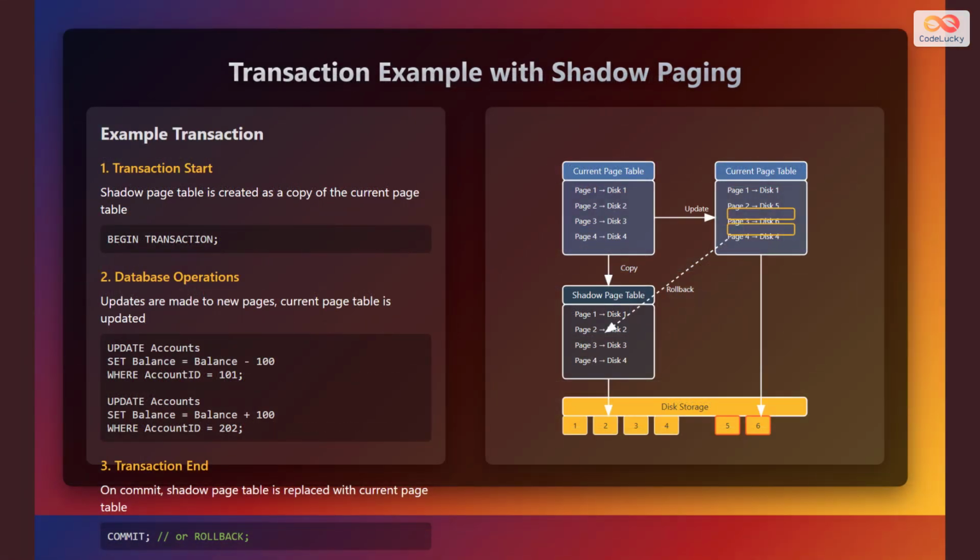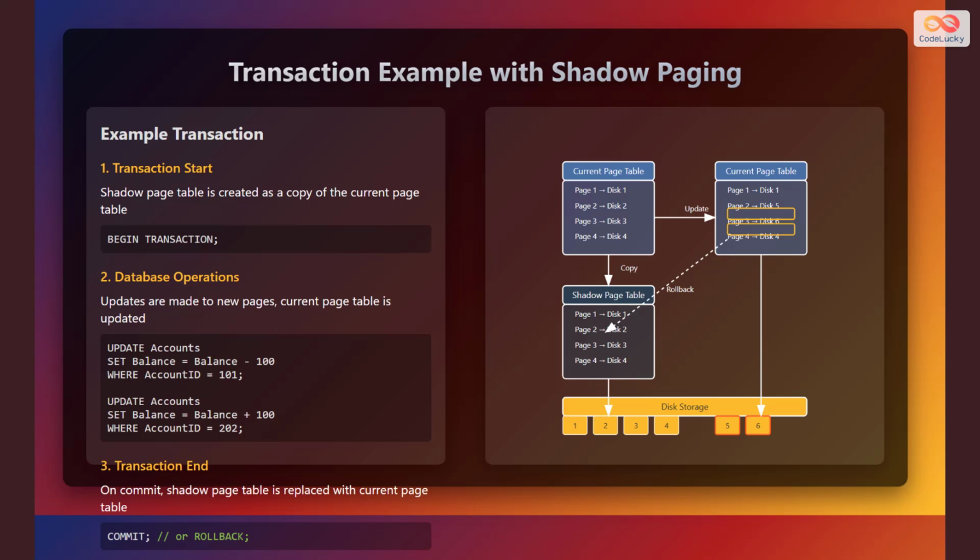Let's walk through a transaction example using shadow paging. First, at the transaction start, a shadow page table is created as a copy of the current page table. This is represented by the begin transaction command. Next, database operations take place where updates are made to new pages, and the current page table is updated. For example, updating accounts to transfer funds between them.